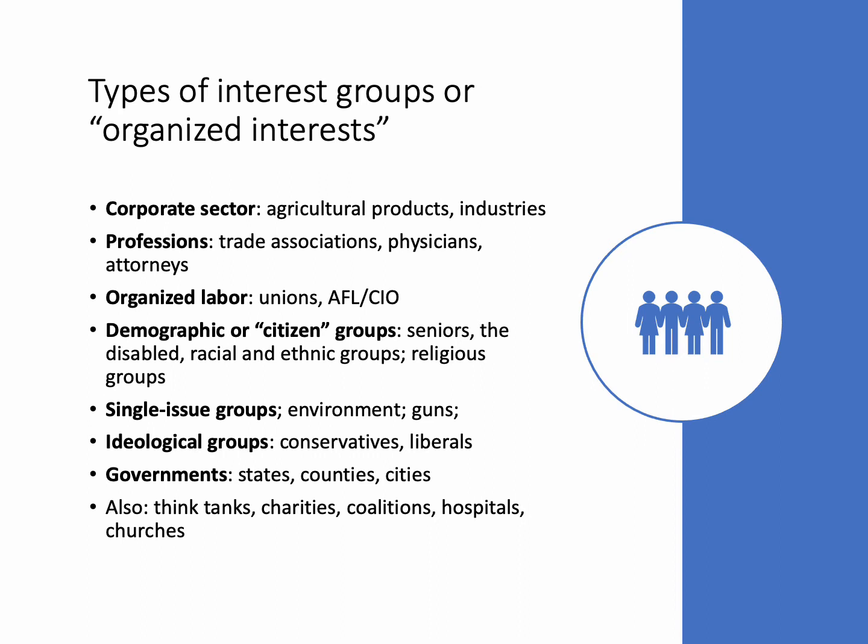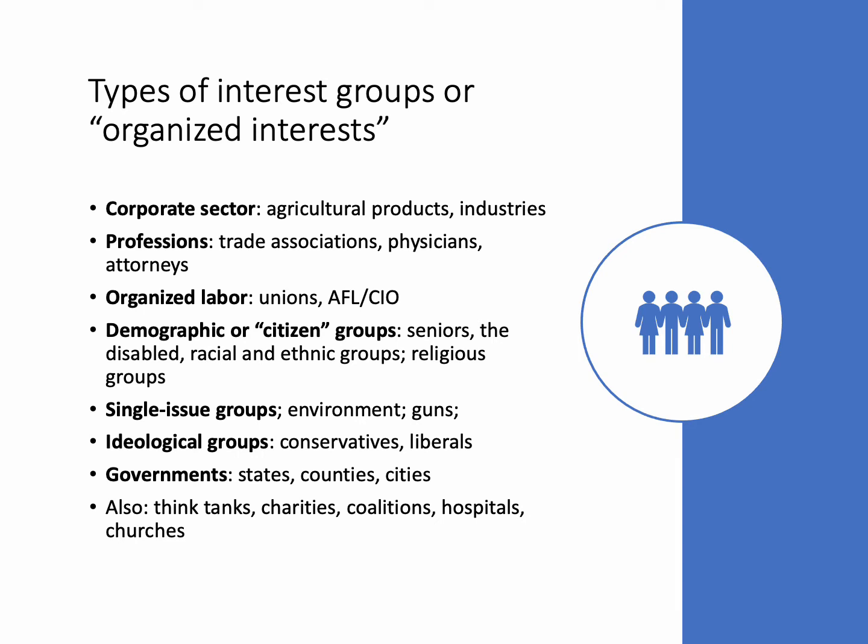They all do it. Every profession you can think of has an interest group. Trade associations, for example, attorneys have the American Bar Association, doctors the American Medical Association, university professors the American Association of University Professors, and on and on. Dentists, real estate agents, every conceivable profession has interest groups representing them in Washington and state capitals. And then, of course, organized labor.